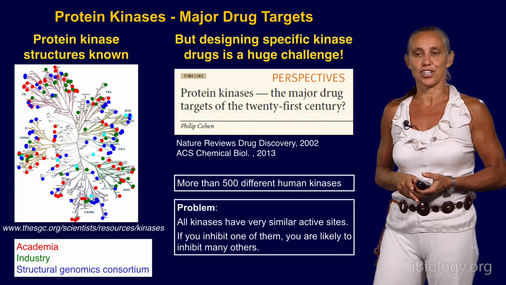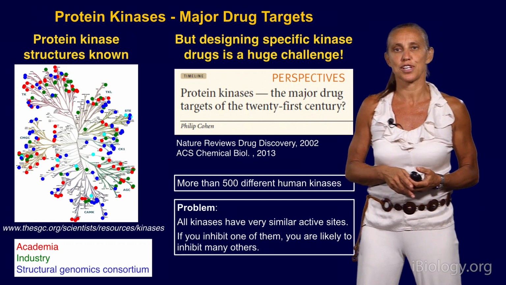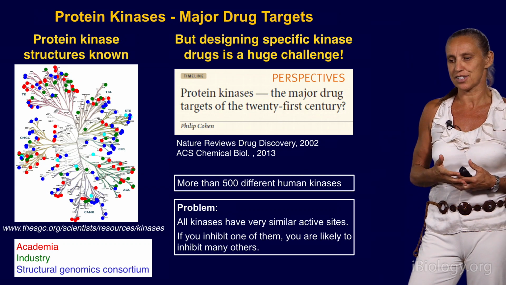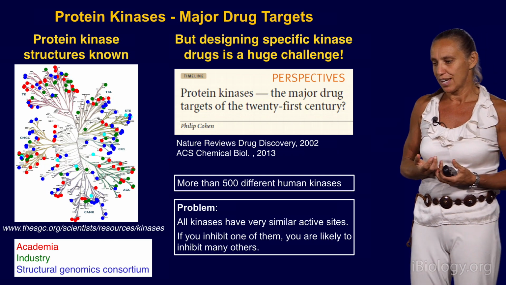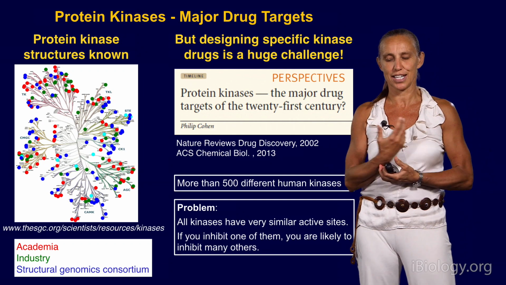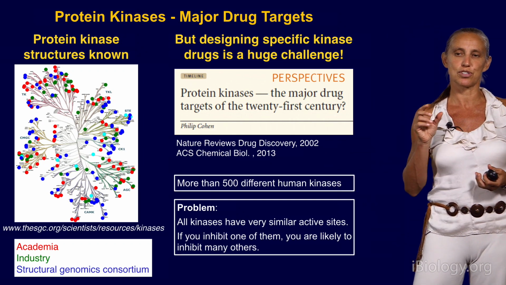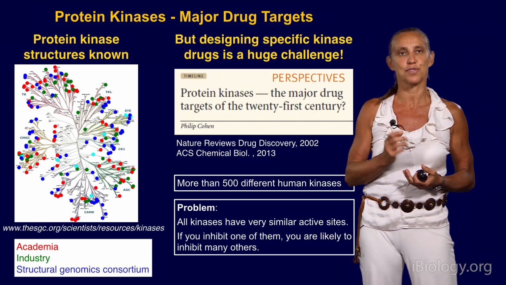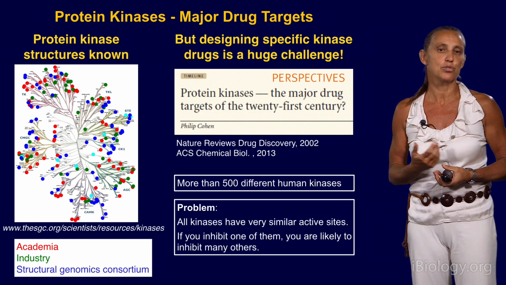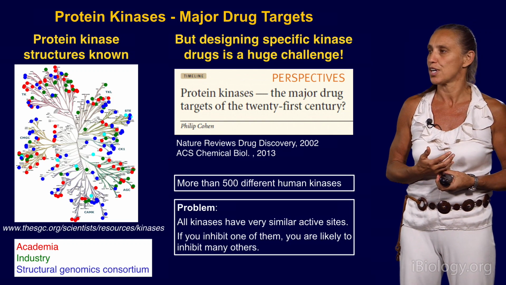Protein kinases are the major drug targets of the 21st century due to their role in signaling and cell cycle control. The human body has about 500 protein kinases. And of course, protein kinases are enzymes which transfer the gamma phosphate from our energy source ATP to hydroxyl groups of serines, threonines, and tyrosines.